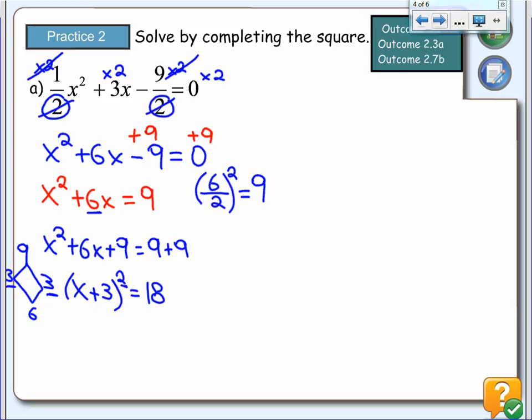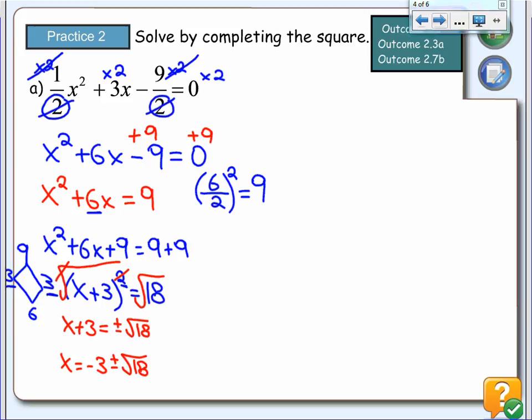Now we just solve for x, so we square root both sides. It cancels. We have x plus 3 equals plus or minus root 18. We then subtract 3 from both sides, so x equals negative 3 plus or minus root 18. That would not be the answer that appears on a test.